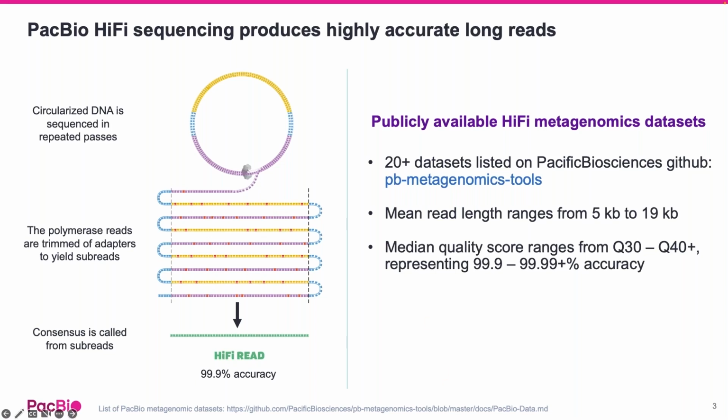And there are many publicly available HiFi metagenomic datasets available to you on our GitHub that you can check out here. The mean read lengths range from a variety of different lengths from 5 kb up to almost 20 kb, and that really depends on the insert size that goes into the library prep. And again, the median quality scores that you see here range from Q30 to above Q40, which represents up to 99.99% accuracy and higher.